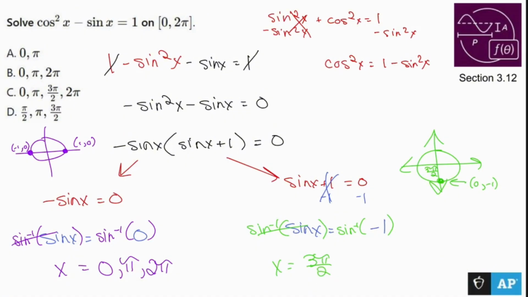So our 4 possible answers in order from least to greatest are going to be 0, pi, 3 pi over 2, and 2 pi.